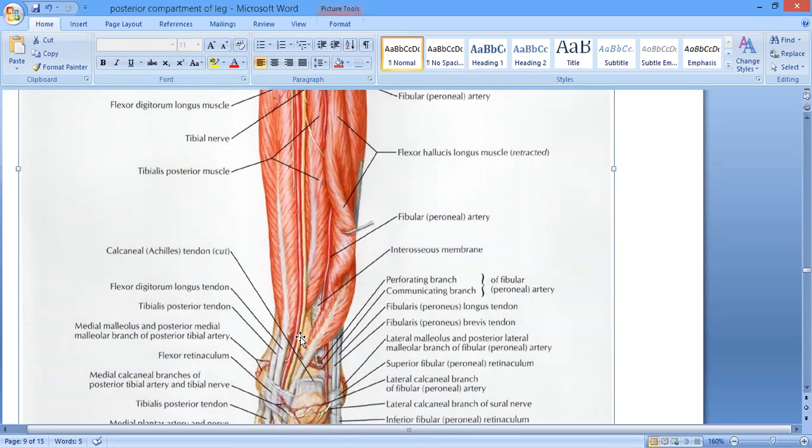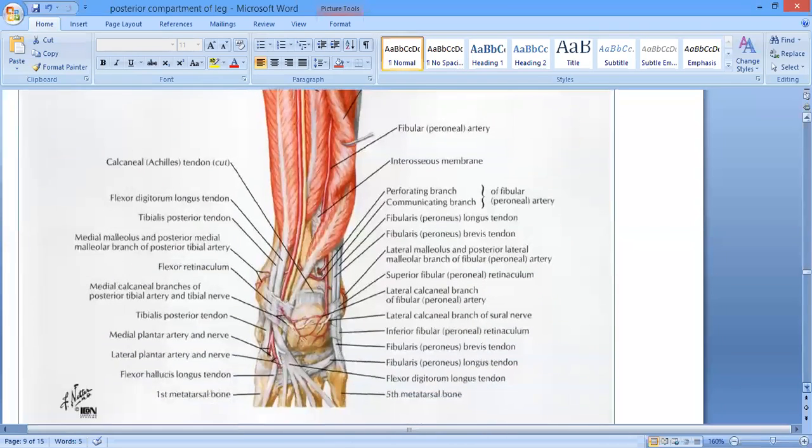And from here, it passes behind the medial malleolus under the flexor retinaculum, between the tendon of flexor digitorum longus and flexor hallucis longus, having the tibial nerve lying on its lateral aspect. And when it leaves, it passes through the flexor retinaculum and enters into the sole of the foot. As soon as it enters the sole of the foot, it divides into two terminal branches, the medial plantar artery and the lateral plantar artery.